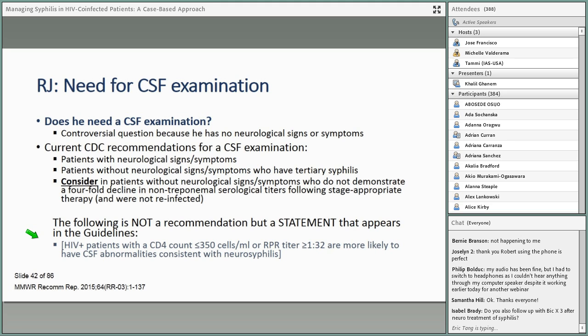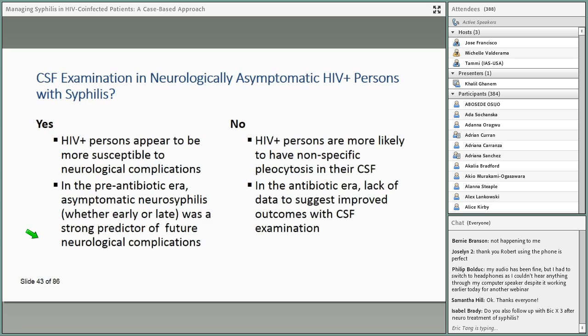Right now, the CDC recommends a CSF examination for anybody that has neurological signs or symptoms, and for patients who don't have neurological signs or symptoms but who have tertiary syphilis, because they found in the pre-antibiotic era that those who had tertiary syphilis had a higher rate of asymptomatic neurosyphilis. The good news is tertiary syphilis is very rare. You'll probably not encounter a lot of those patients.